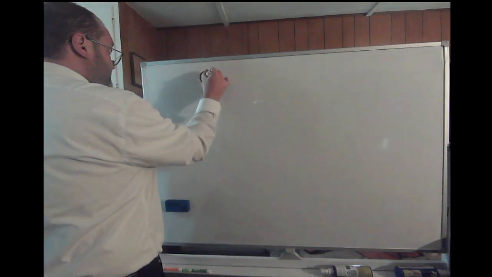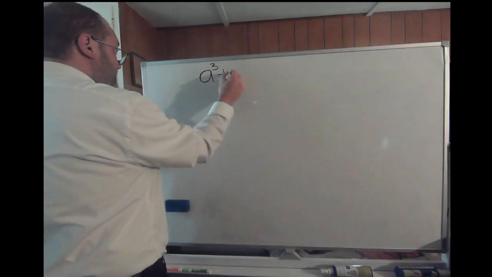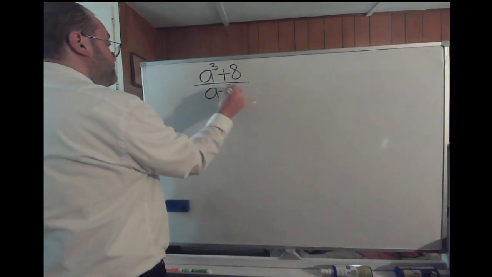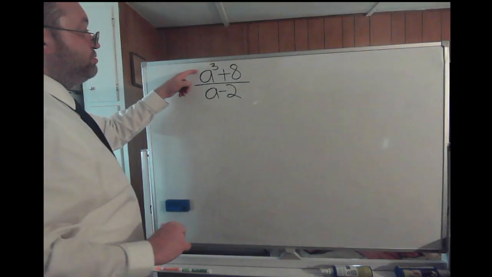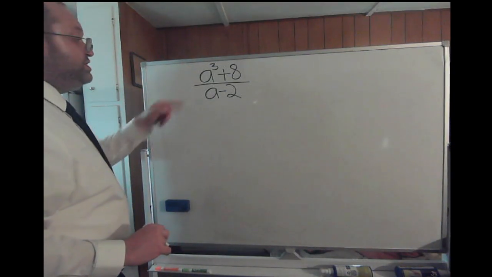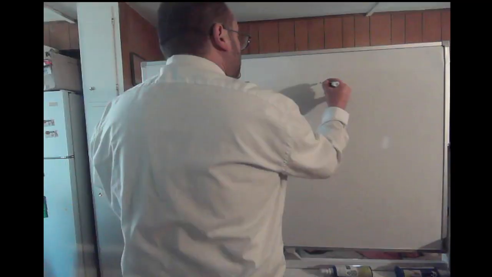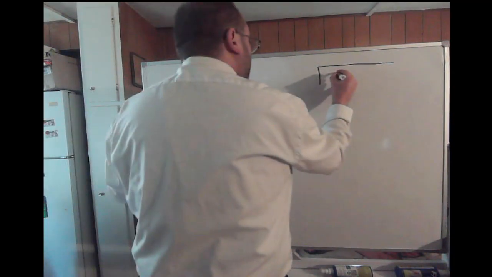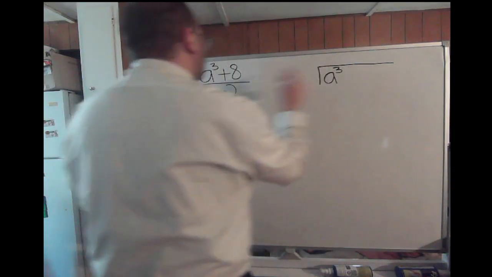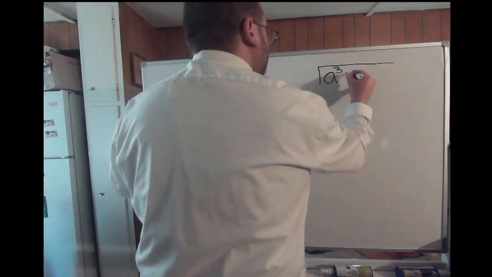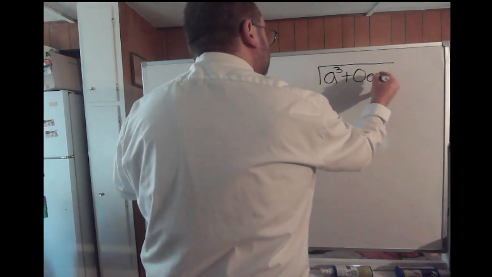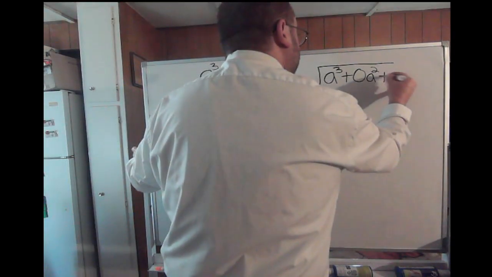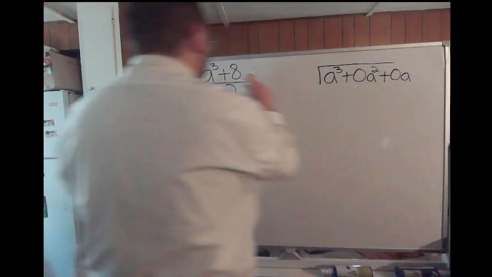Let's see. A to the third plus 8, all that divided by a minus 2. So we have a to the third plus 8 divided by a minus 2. Well, go ahead, set up your long division problem. Set up your dividend. You have a to the third, right? But you have no a to the second term, so you're going to write 0a to the second. You have no a to the first term, so you'll write plus 0a, but you do have a plus 8.